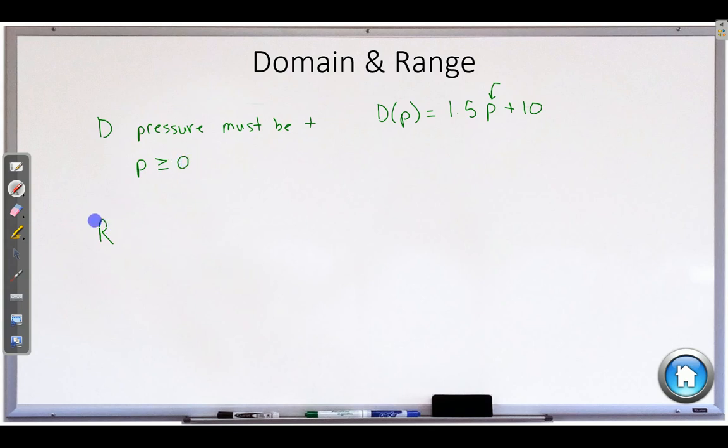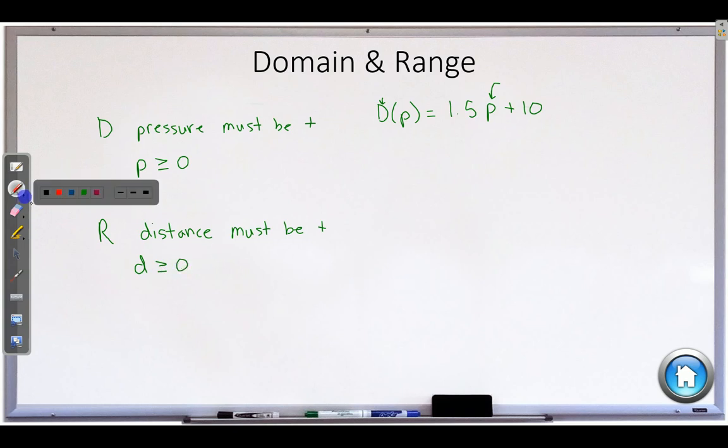The range are your y values, which in this case will be the distances. Now the rocket isn't really going to go backwards, so that means the distance must also be positive in this case. So the distance will be greater than or equal to 0 as well.